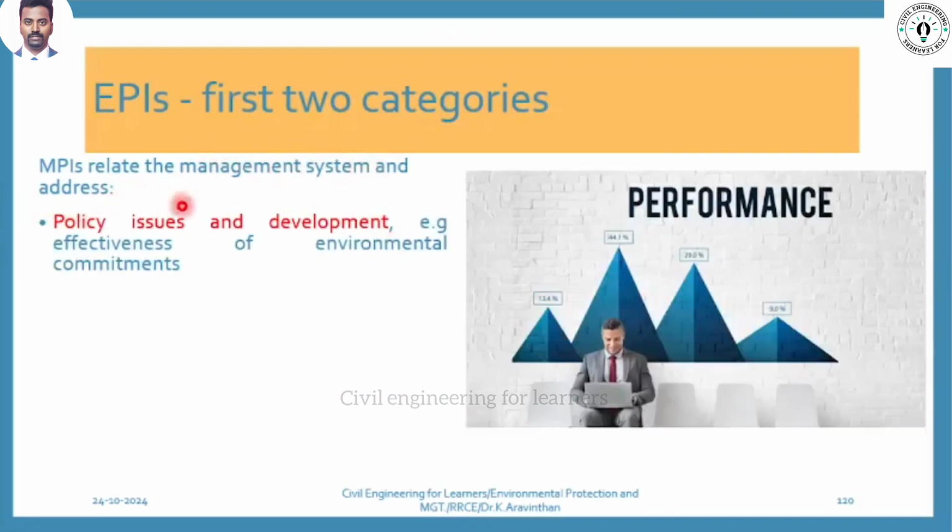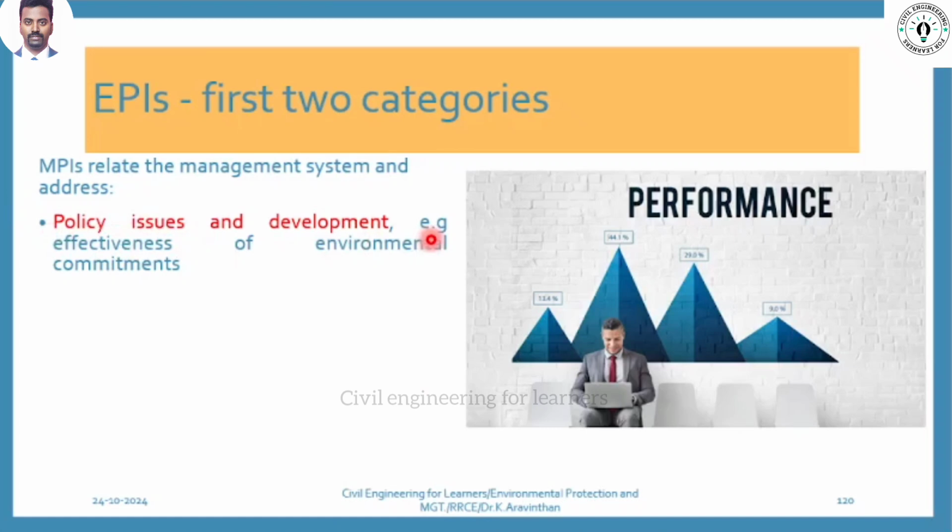First two categories are management related. Management performance indicator, which is related to policy issues. The company can take a policy that we will only use Go Green products. That is, if you are going to any market, purchasing vegetables, they can give a carry bag of plastic. They can give a carry bag of paper. Whose policy is it? The management policy. Those who are coming as a customer, we have to give a bag. That bag can be plastic or degradable material. That depends on whose policy? Management policy. If management decides that no, we stop plastics, then they will choose the options. So this is called policy issue.